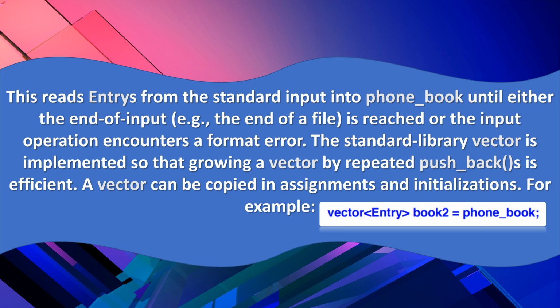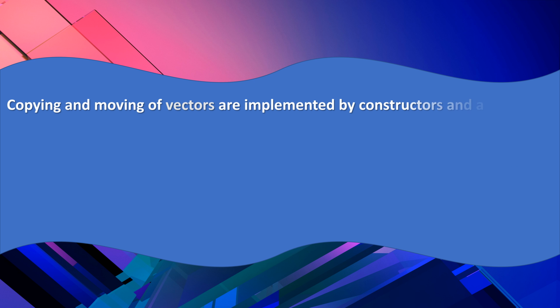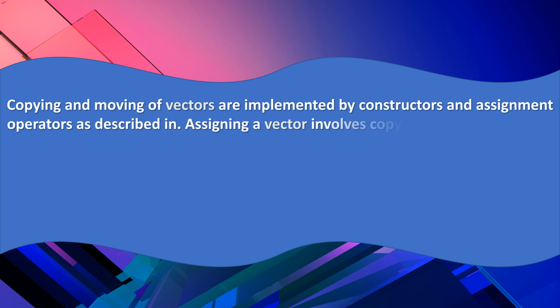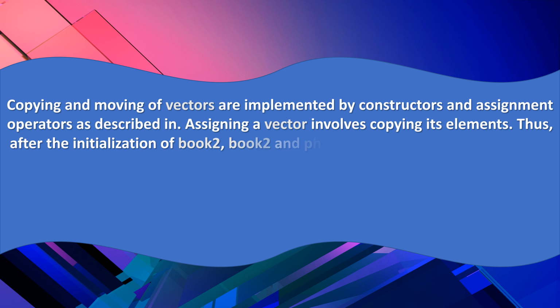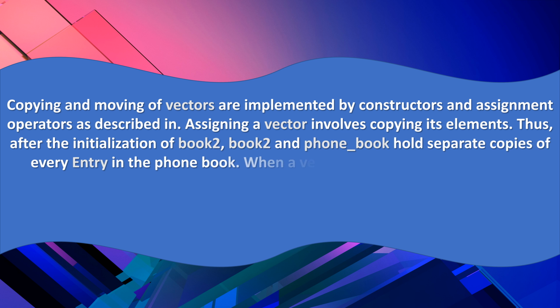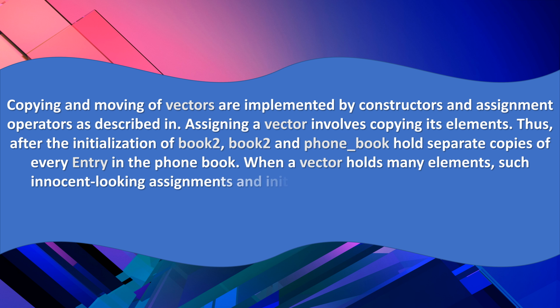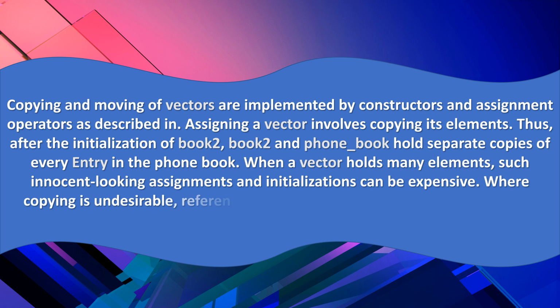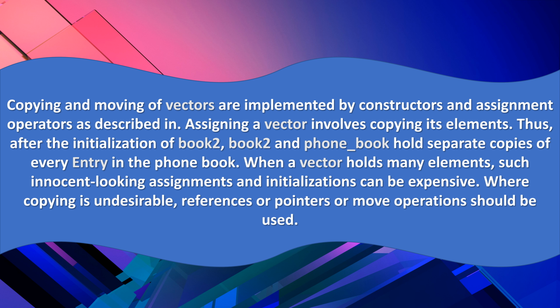A vector can be copied in assignments and initializations. For example, vector<Entry> book2 = phone_book; Copying and moving of vectors are implemented by constructors and assignment operators as described. Assigning a vector involves copying its elements. Thus, after the initialization of book2, book2 and phone_book hold separate copies of every entry in the phone book. When a vector holds many elements, such innocent-looking assignments and initializations can be expensive. Where copying is undesirable, references or pointers or move operations should be used.